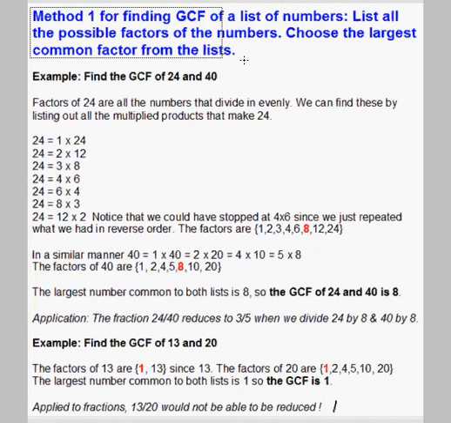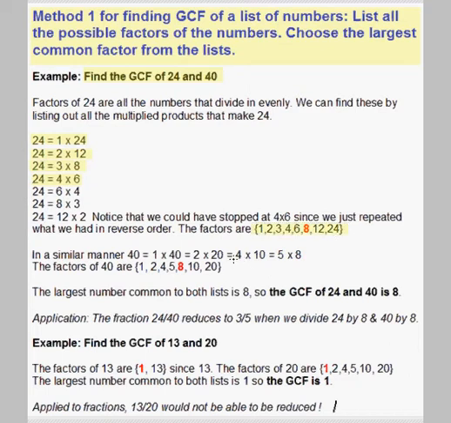A simple method for finding the GCF, which I call method 1, is to list all the possible factors of the numbers in the list and then choose the largest common factor from the list. Let's look at an example where we find the GCF of 24 and 40. Factors of 24 are all the numbers that divide in evenly, so let's list them. 24 is 1 times 24, 24 is 2 times 12, 24 is 3 times 8, 24 is 4 times 6, 6 times 4, 8 times 3, 12 times 2. You notice that we can really stop at 4 times 6 because after that we just get repetitions. So we list all those factors. We have 1, 2, 3, 4, 6, 8, 12, and 24 in our list of factors for 24.